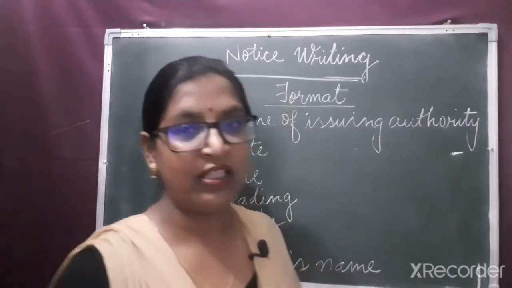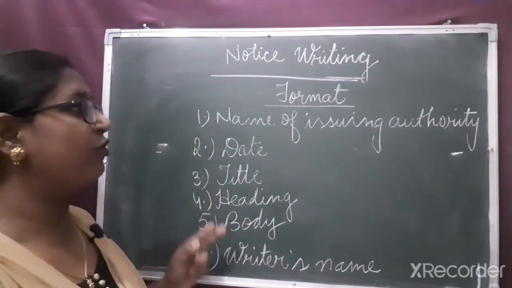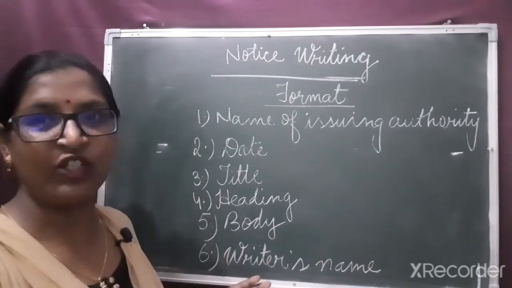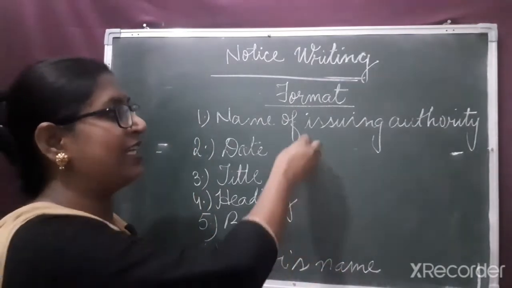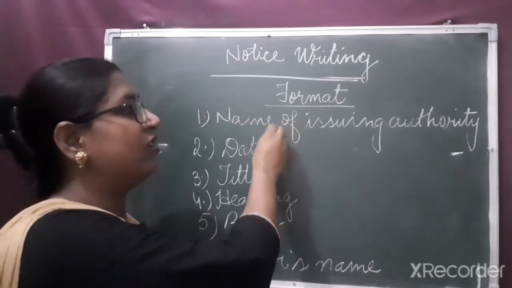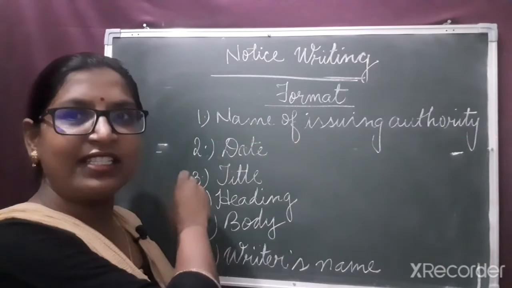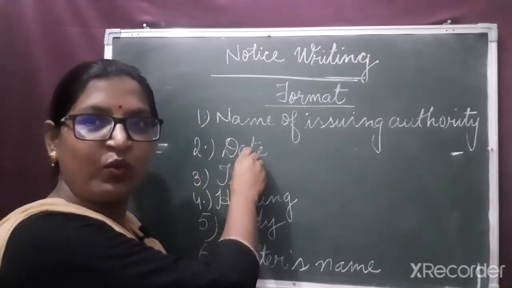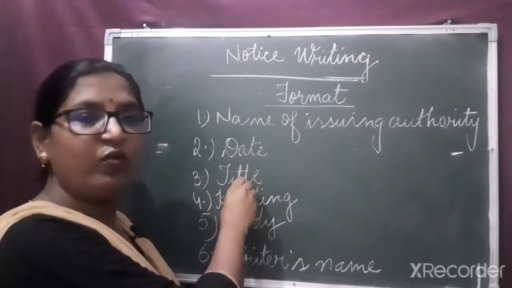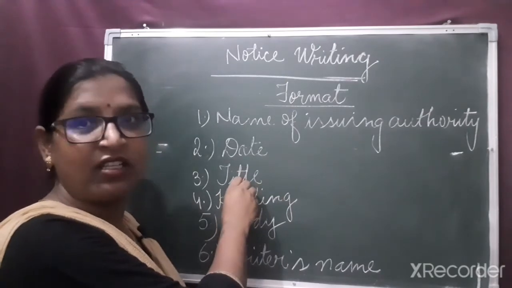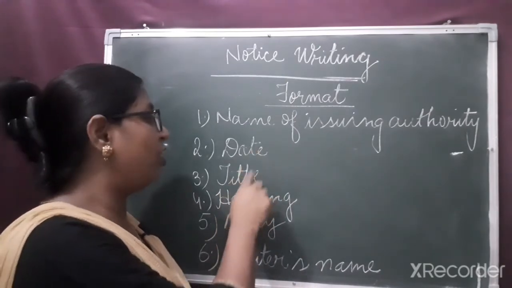Here in the sample, see here, I have given you the format of notice writing point wise. First of all, in the center of the box, we write the name of the issuing authority. Then to the left hand side, we write the date on which we are writing the notice. Then we write a title in the center of the box after the date.